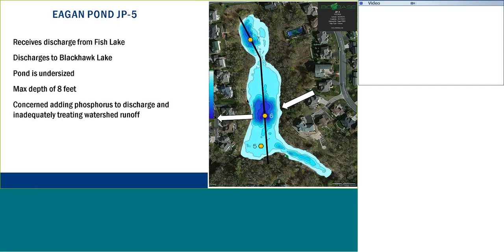It's actually a stormwater wetland. I call it Egan Pond JP5, but it's a stormwater wetland. Fish Lake, which is highly managed in the city of Egan, flows into the pond here in the middle, and then this flows out to Blackhawk Lake. And so there was some concern. There's too much water coming through the pond.